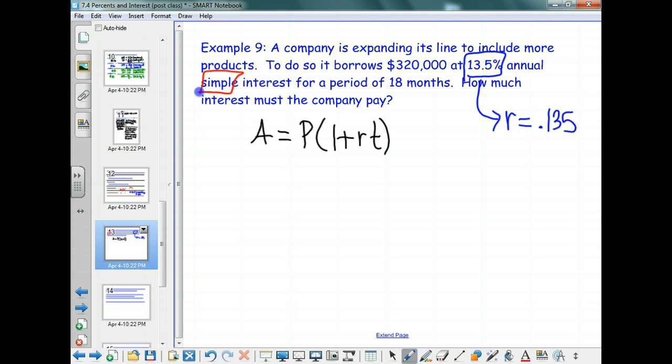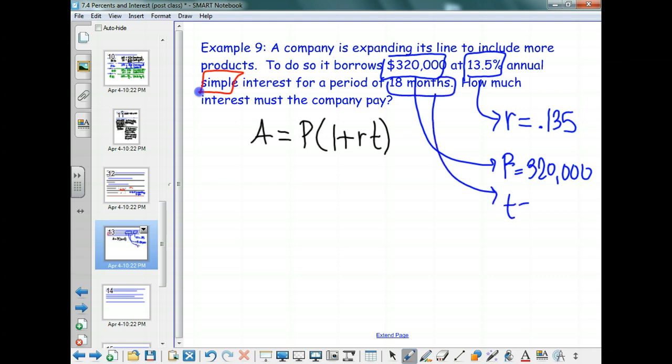What else do you know? What they started with. How much did they start by loaning out? $320,000. What information does that give you? That's the principal P, right? So this tells us that P is going to equal $320,000. What other information are we given? The 18 months. What does the 18 months tell us? That tells us the time, and T is equal to 1.5 years, or 1.5, right?